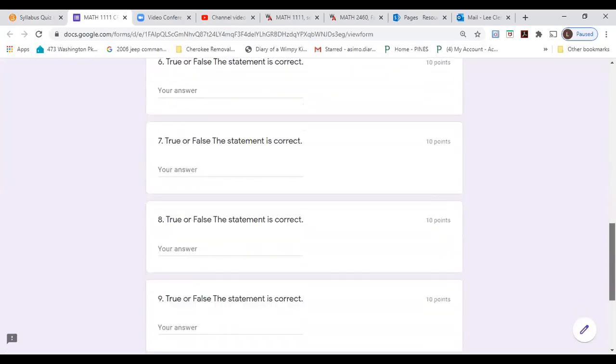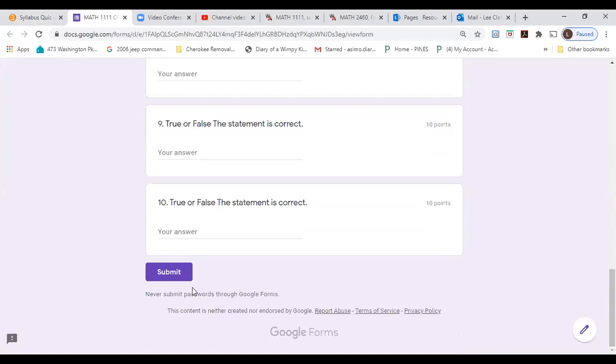Once you've entered everything, you submit at the bottom, you get an instant grade. If you're not happy with your grade, you can resubmit to get a higher grade. We're going to follow this format on most of the assignments we do this semester.